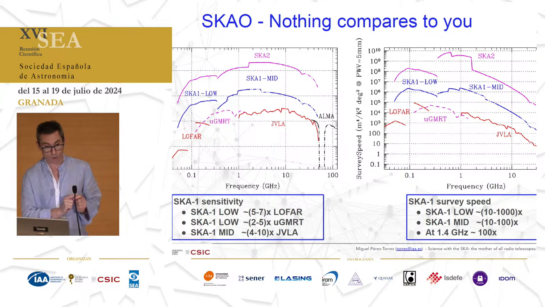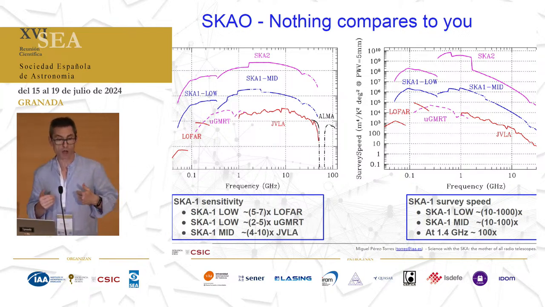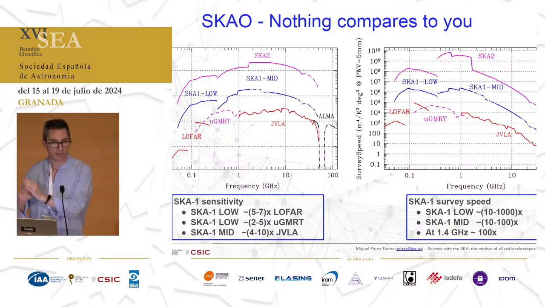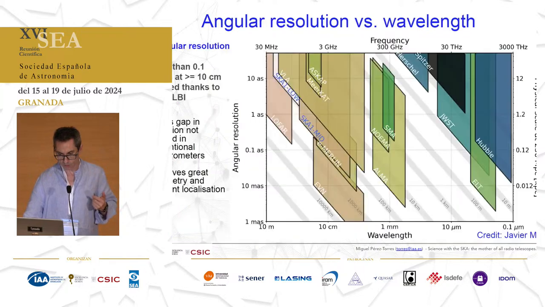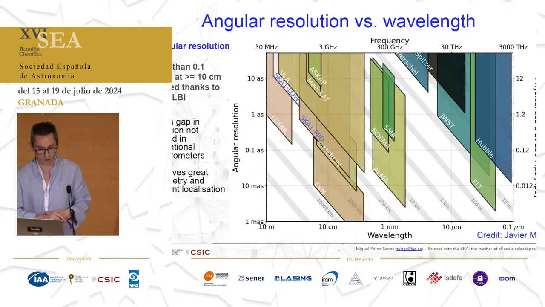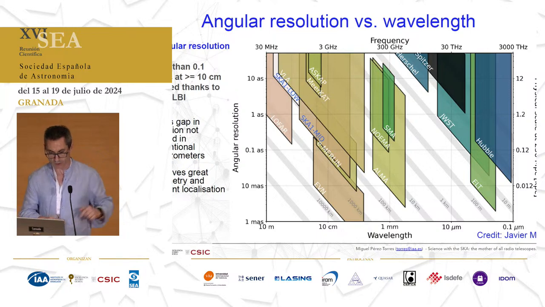So now you look at the right panel. This is the survey speed. Basically, how effective is your telescope at covering a certain area of the sky in a given amount of time down to a level of sensitivity. It will be something like a factor of 100 better. You will be able to carry out surveys that you cannot even think of right now with the existing radio interferometers. So I hope this will convince you that you better have a look at what SKA can do for you, not what you can do for SKA, but the other way around.